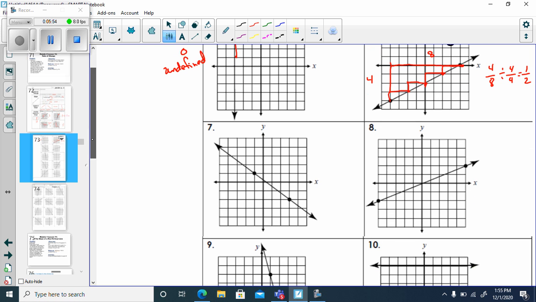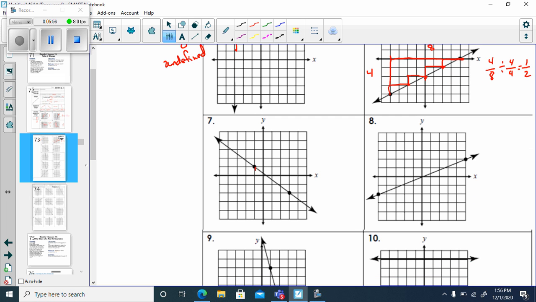Look at number 7. Okay, on the slope, we're going down 1, 2, 3. Down 3, because remember, our slope is changing y over changing x, which is the same thing as rise over run. I went down 3, and I'm going over 1, 2, 3, 4. Down 3 and over 4.